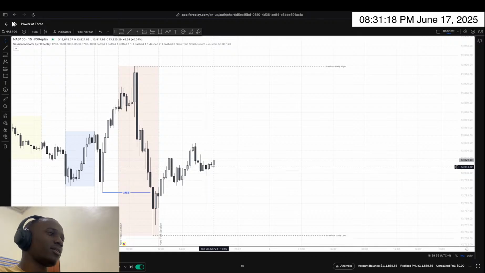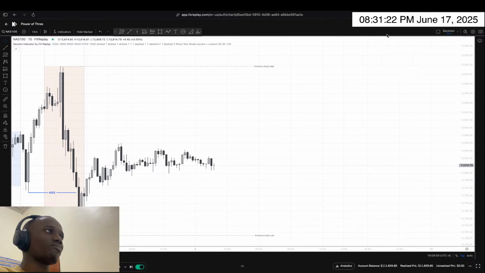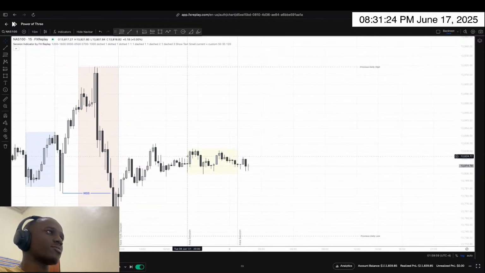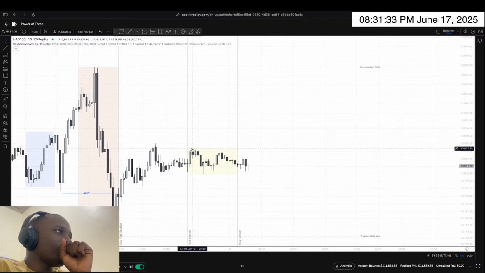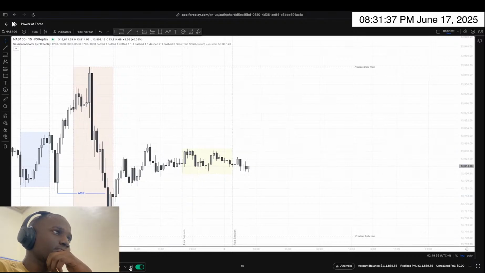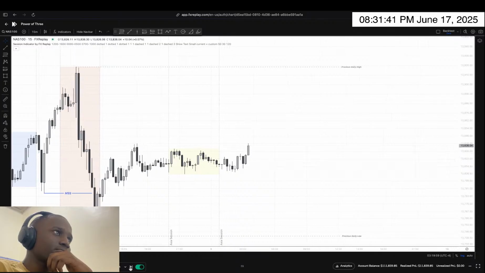And by that, the new day opens. So the new day open. This is the Asian range from 20 to midnight. We have this high and this low. First off, we take out the high.